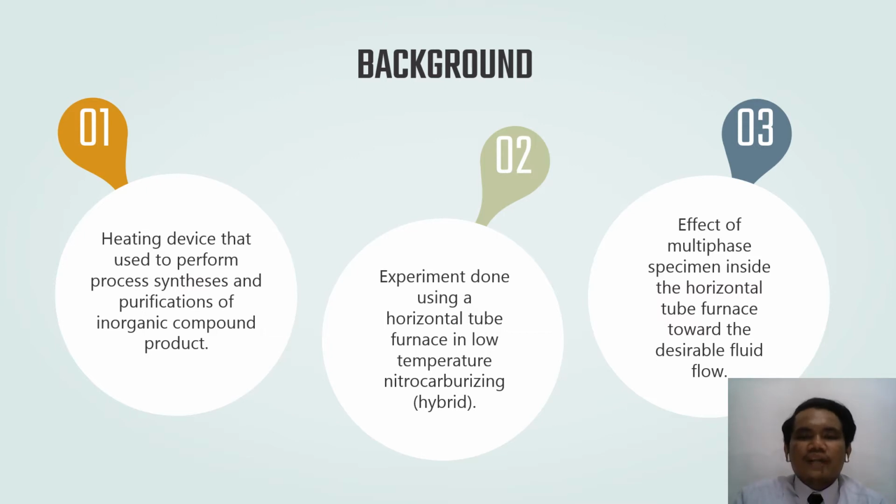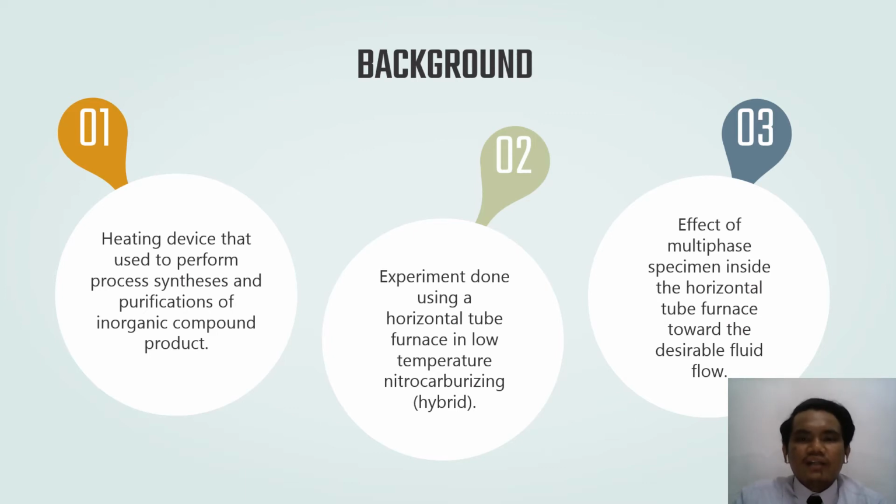Second, from previous research, an example done using a horizontal tube furnace in a low temperature nitrocarburizing hybrid process found that the process is useful to improve the surface properties of duplex stainless steel (DSS) without changing the anti-corrosion properties. The improvement can be seen by the formation of a hard diffusional layer known as expanded austenite and expanded ferrite.